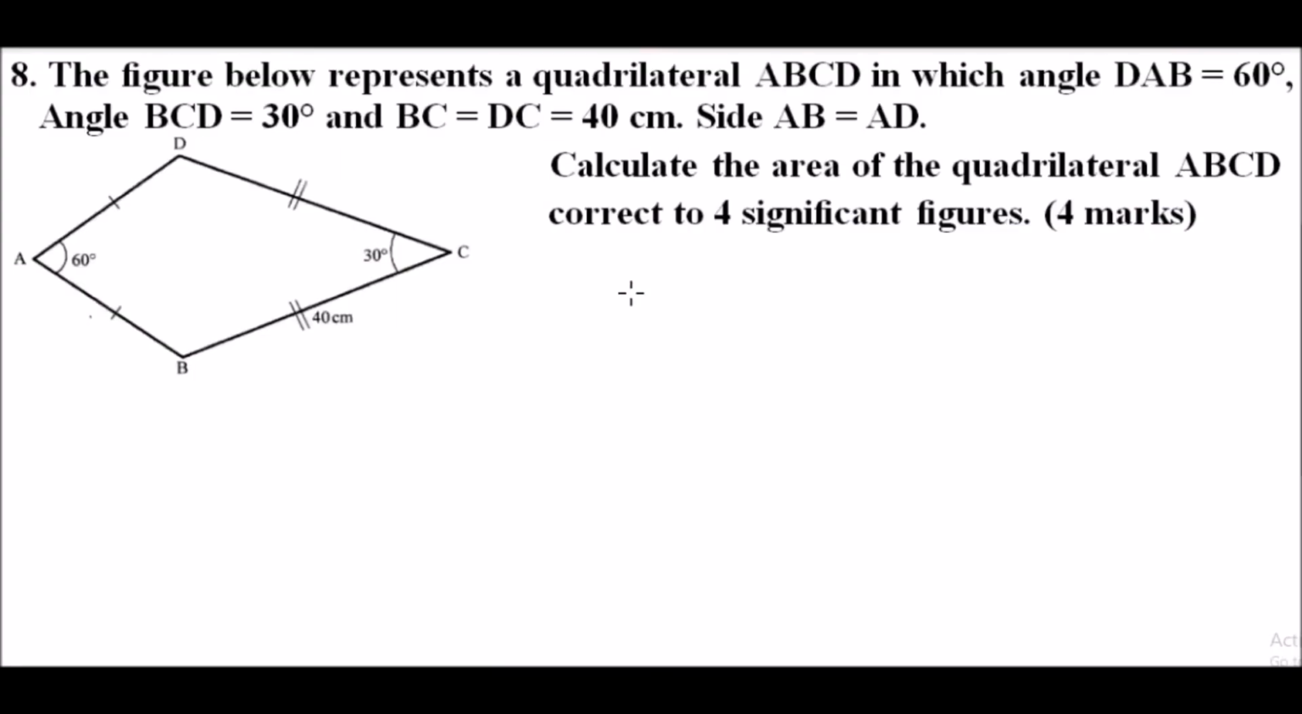This is question number 8, paper 1, 2017, KCSE Mathematics. We are told the figure below represents a quadrilateral ABCD in which angle DAB is equal to 60 degrees, angle BCD is equal to 30 degrees, and BC is equal to DC is equal to 40 centimeter. Side AB is equal to AD. So we have the figure here, the information is included. Calculate the area of the quadrilateral ABCD, correct to 4 significant figures, and you get 4 marks.